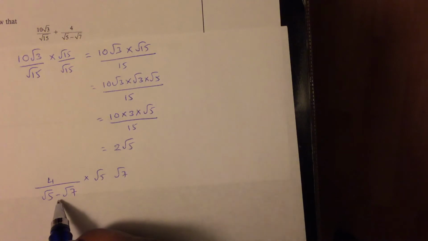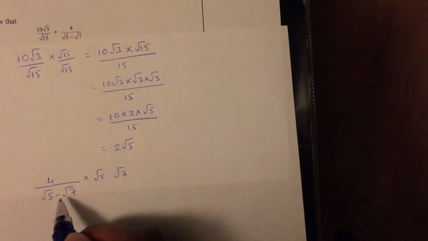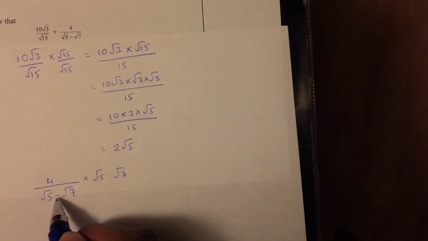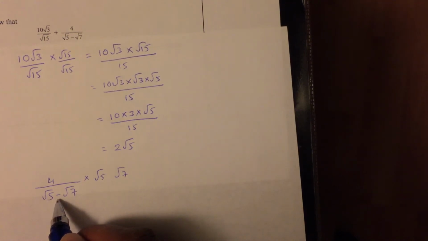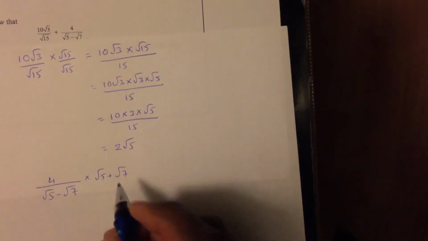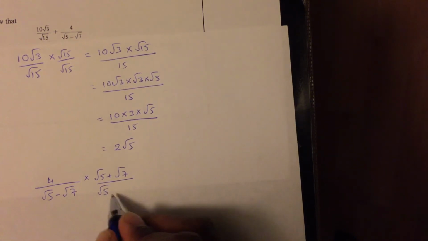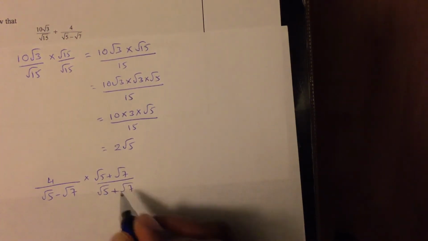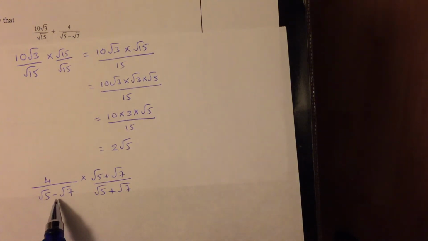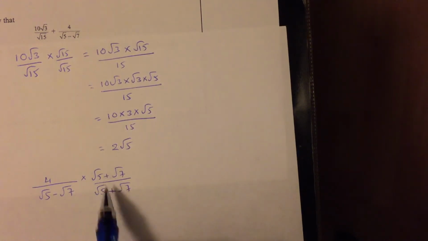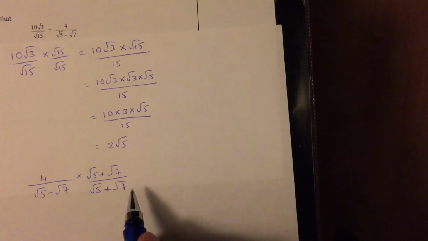But here the only difference is the sign. So what we need to do here, we need to reverse the sign. So if this one is negative, this one will be plus. So we multiply the denominator as well by square root of 5 plus square root of 7. If this sign here was positive, those two signs would have been negative and vice versa.